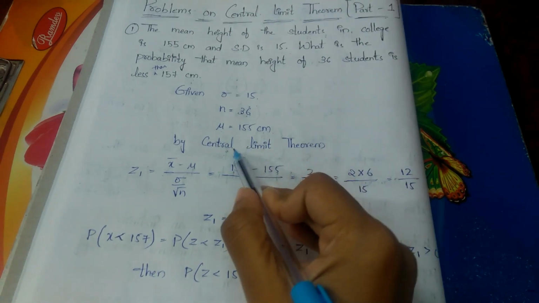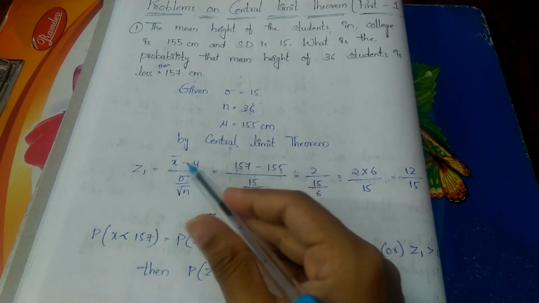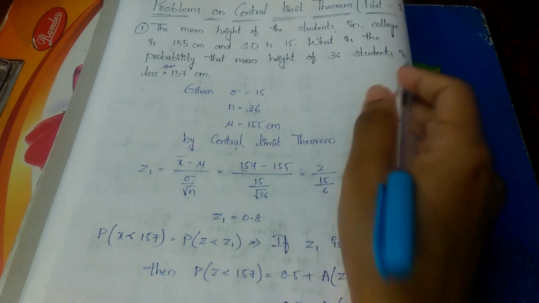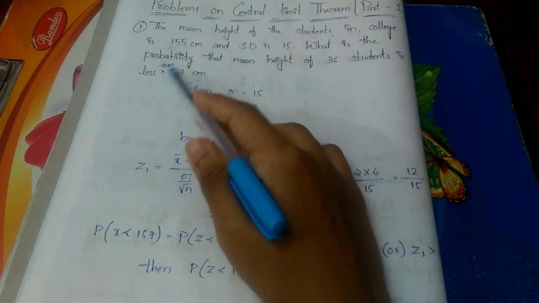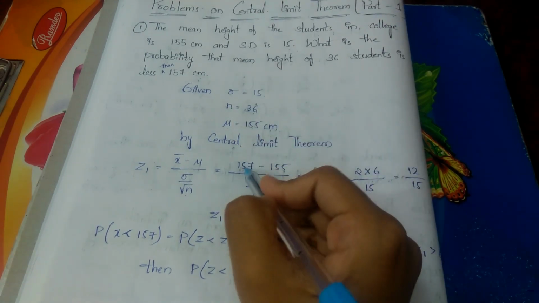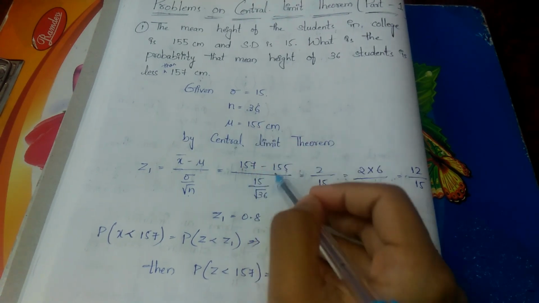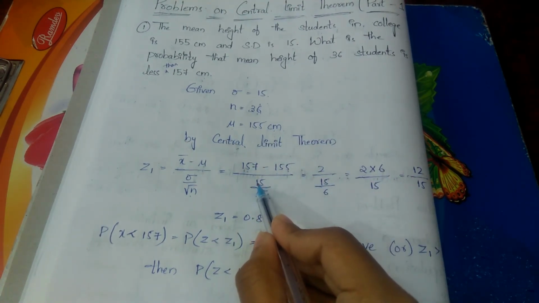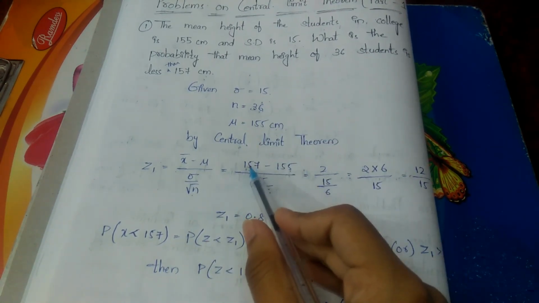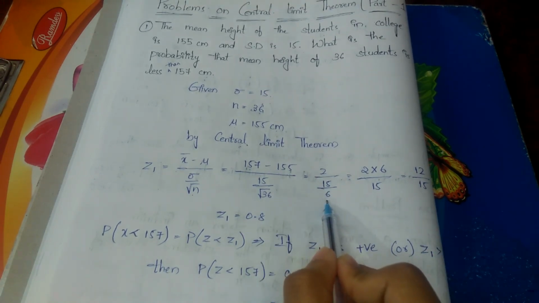Now by the central limit theorem, we have the formula z is equal to x bar minus mu divided by sigma by root n. So substitute the values here. The mean height of the 36 students is less than 157 centimeter, so x bar is 157 minus the population mean 155, divided by the standard deviation 15 divided by root of n, which is root 36. Now 157 minus 155 is 2, and root 36 is 6.